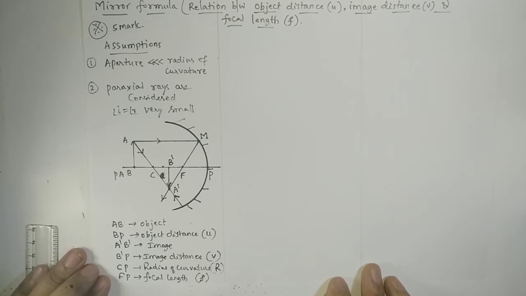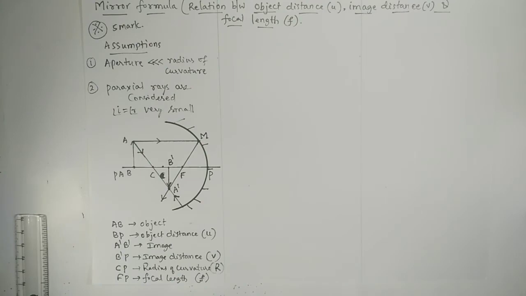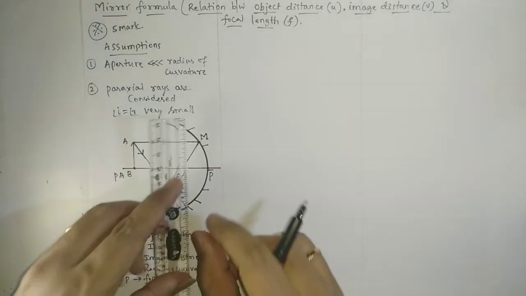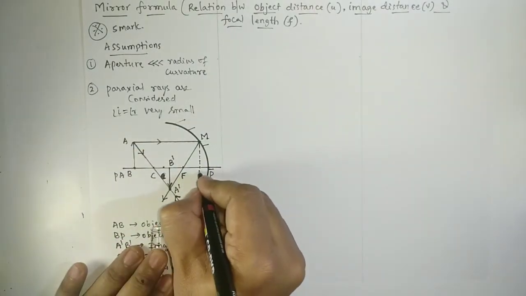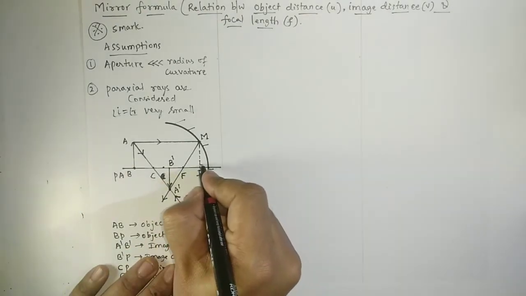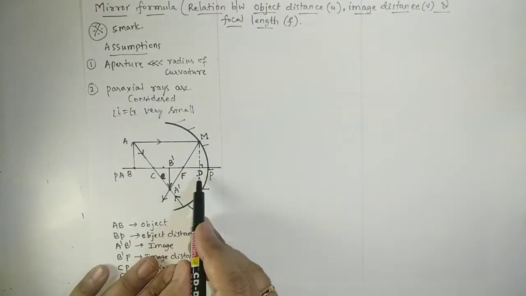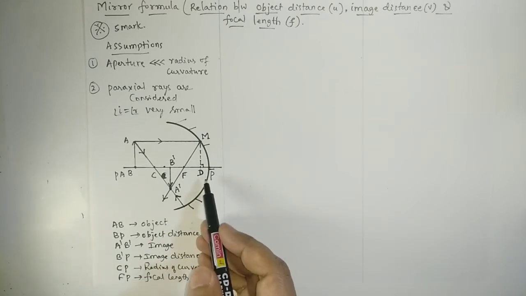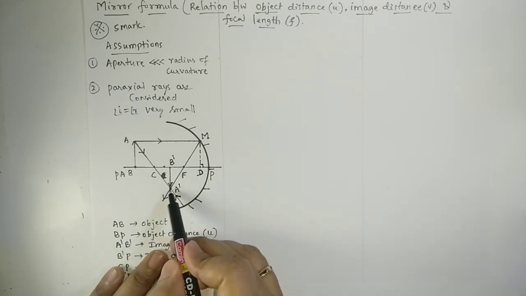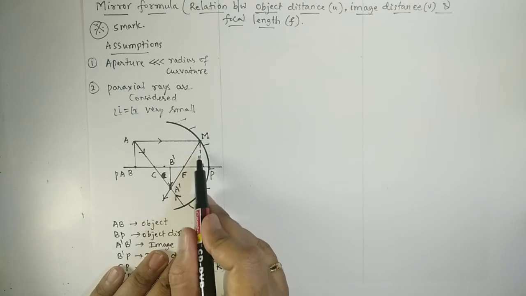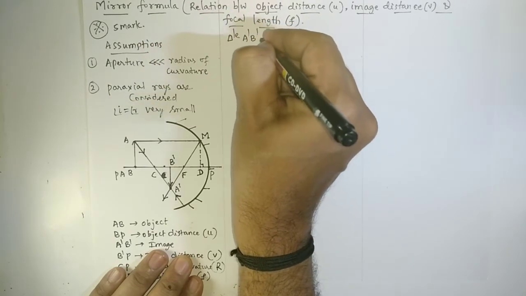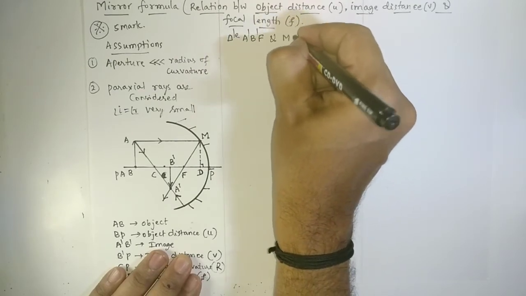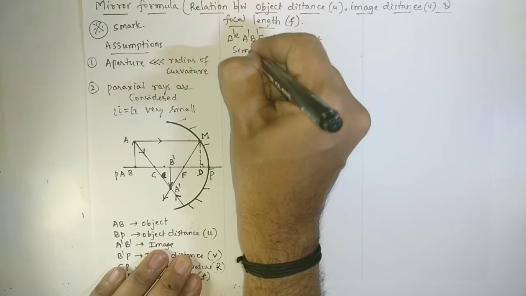Now, using this, let's try to arrive at the relation between these quantities, for which we will drop a perpendicular from M to the principal axis, such that it meets the principal axis at some point D. As we are considering paraxial rays, point D will be very close to point P. Now, using geometry, we can say that triangles A'B'F and MDF are similar triangles.